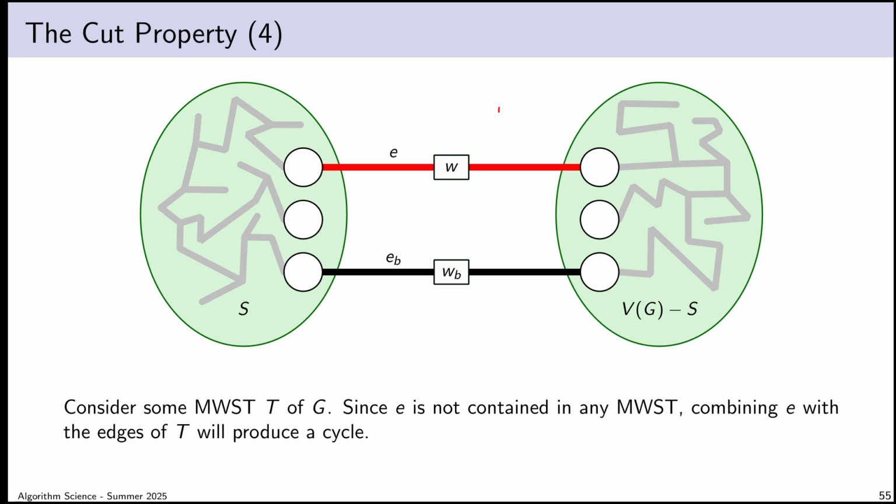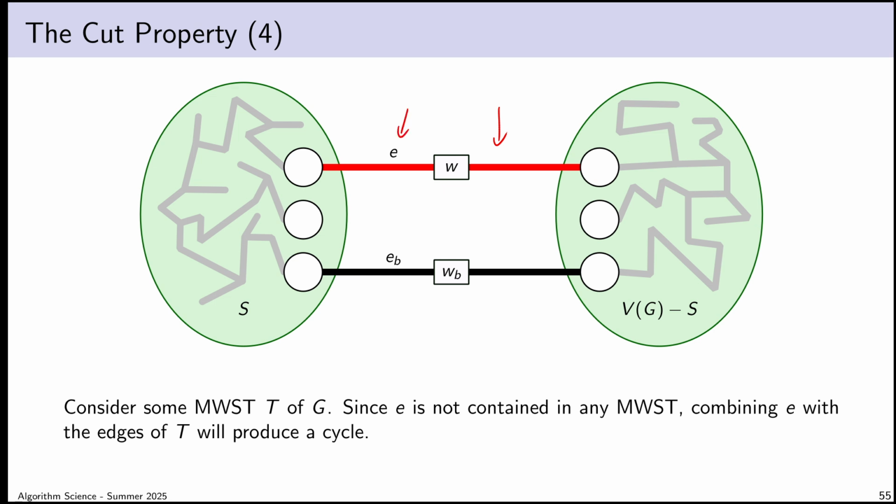Now, here's an edge. We've just said that this edge is in no minimum weight spanning tree of the graph. So no minimum weight spanning tree contains this edge. Now consider some minimum weight spanning tree of the graph. We know that the graph is connected. That's part of the theorem. And therefore there needs to be a minimum weight spanning tree. So consider a minimum weight spanning tree of the graph.